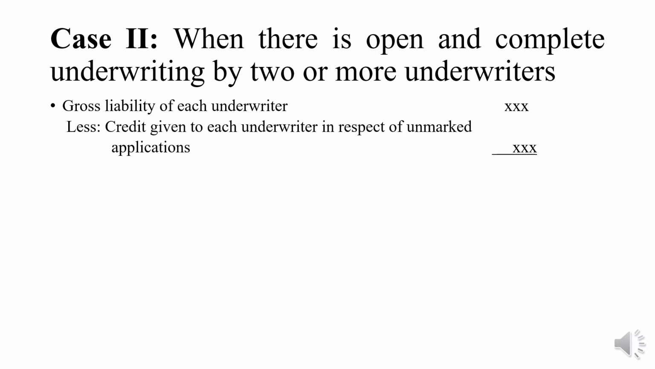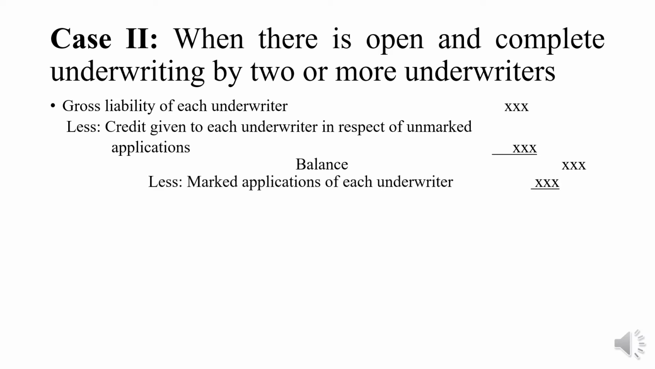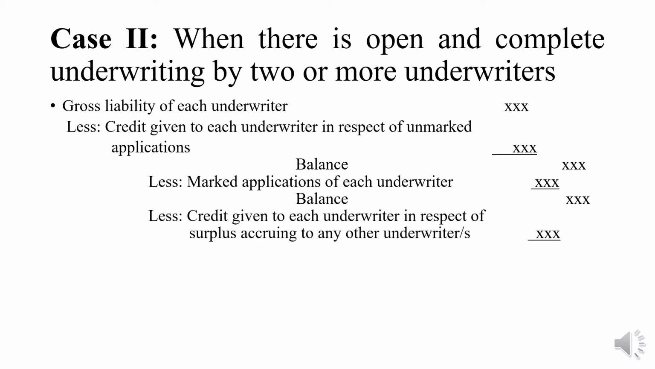The applications which don't carry any seal of the underwriter are called unmarked applications. You have to deduct that, so that we get a balance, and from that you have to deduct the marked applications of each underwriter. After deducting the marked applications, we get a balance. Suppose this balance is negative for any one of, say, A, B and C, these 3 underwriters.